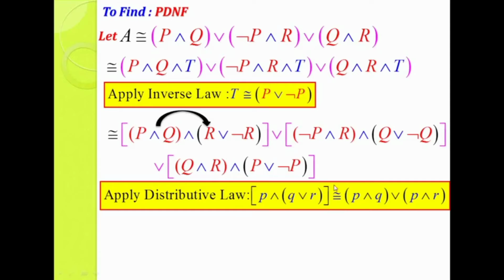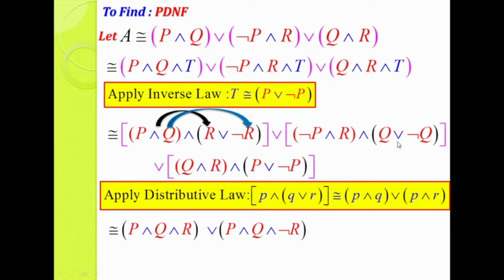Okay. So using distributive law, I'm going to write this expression as what? P and Q and R. What is the P value? P and Q. What is the Q value? The Q value is R. Okay. Next, you multiply this term here. So we get P and Q and negation R. Okay. This is the second term.